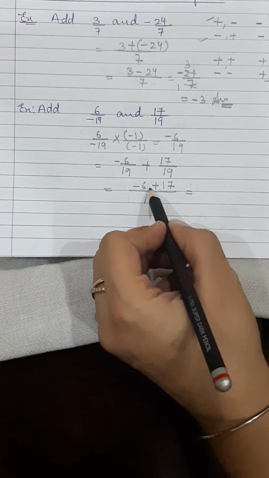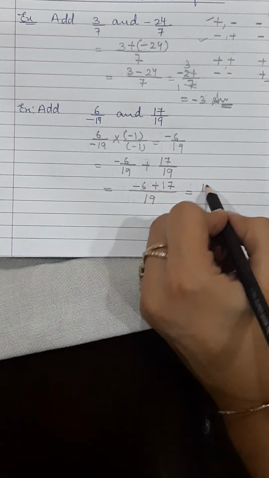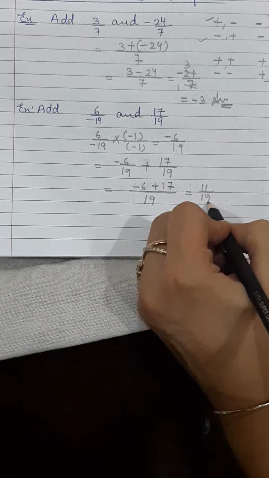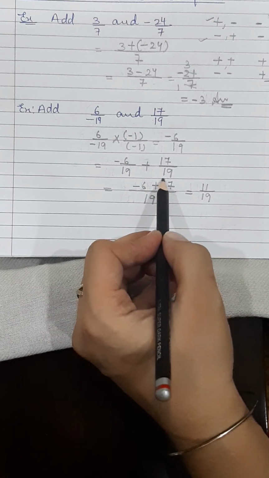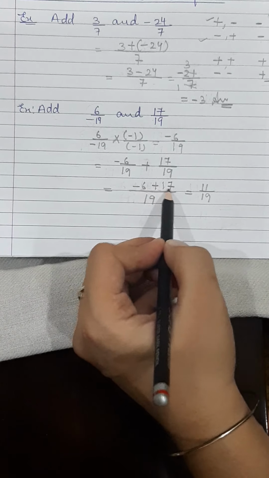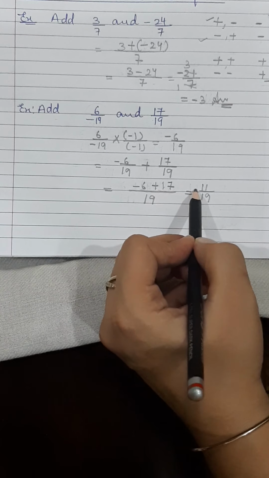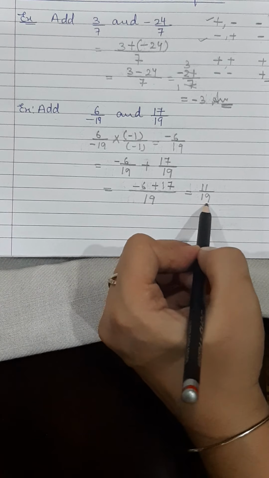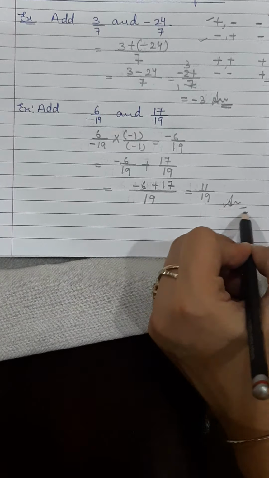When you do subtraction, 17 minus 6 will be 11 by 19, and 17 is greater than 6 and 17 is positive, so 11 will be positive. So the answer will be 11 by 19 only. Is it clear?